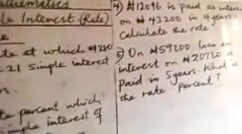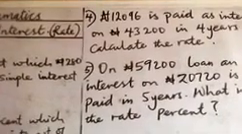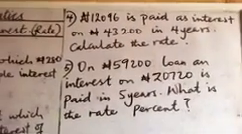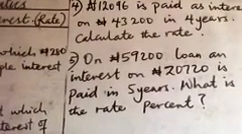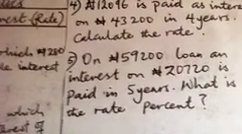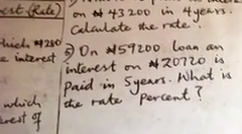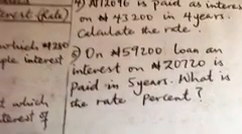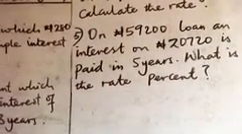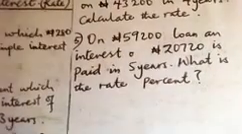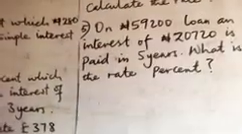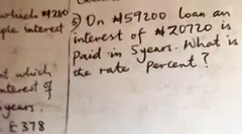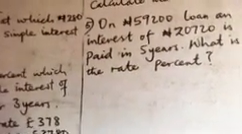Number 4, 12,096 naira is paid as interest on 43,200 naira in 4 years. Calculate the rate. The last question, on a 59,200 naira loan, an interest of 20,720 naira is paid in 5 years. What is the rate percent?